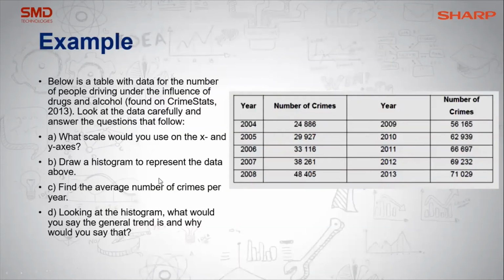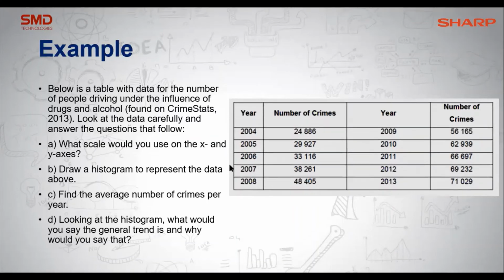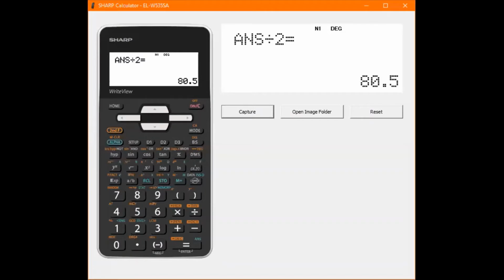Then the next one says, find the average number of crimes per year. So what are we doing? We're going to add all of these up together and look at how many years. So 1, 2, 3, 4, 5, 6, 7, 8, 9, 10 years of data. So let's just do that quickly on the calculator. Let me just move my calculator.